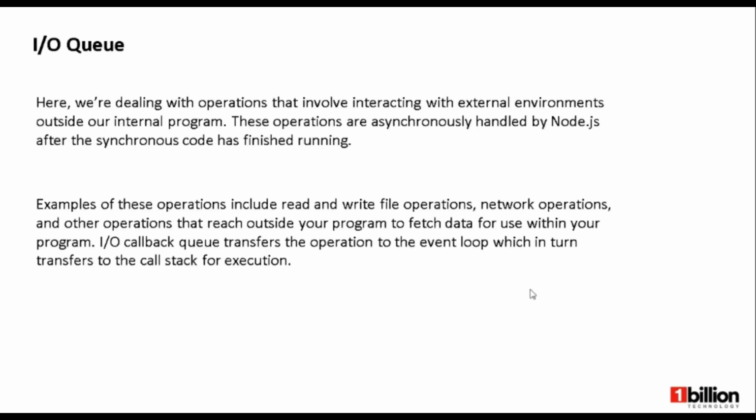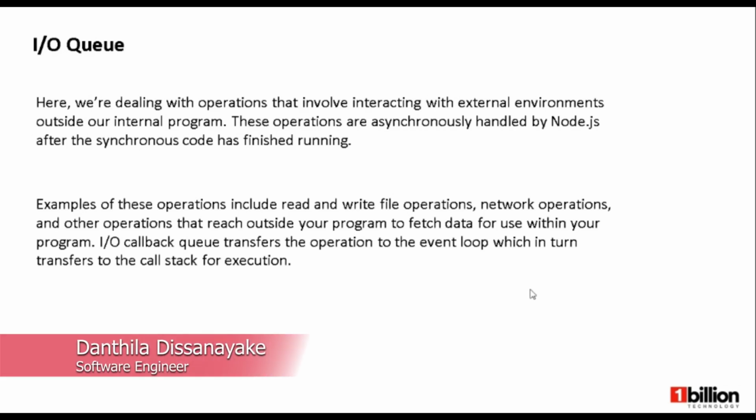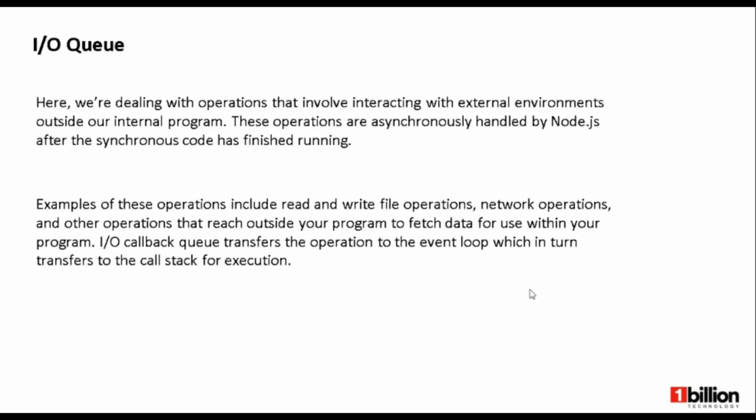IO queue. Here we are dealing with operations that interact with external environments outside our internal program. Those operations are asynchronously handled by Node.js after the synchronous code has finished running. Examples include read and write file operations, network operations, and other operations that reach outside your program to fetch data for use within your program. The IO callback queue transfers the operation to the event loop, which in turn transfers it to the call stack for execution.